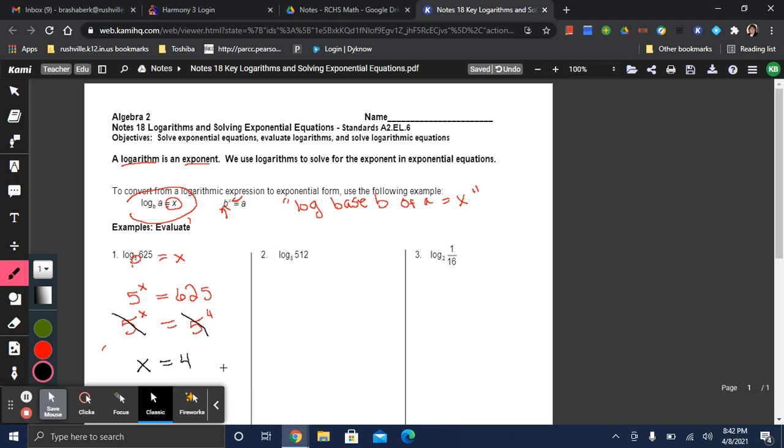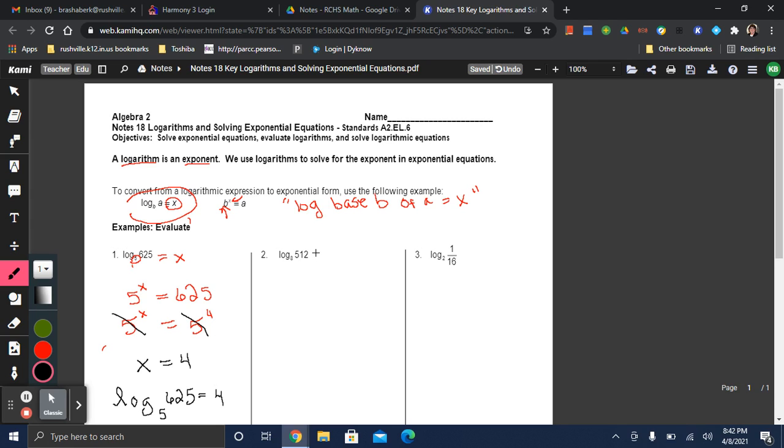So let's put this together then. Log base 5 of 625 is 4. So notice that the logarithm is equal to the exponent.